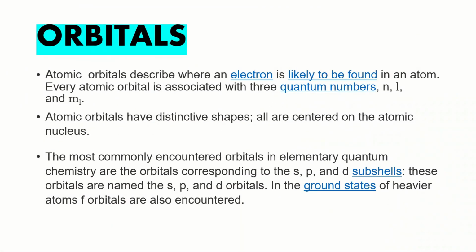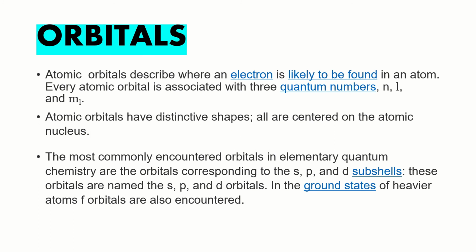But before that, let us first define the term orbitals. Atomic orbitals describe where an electron is likely to be found in an atom. Every atomic orbital is associated with 3 quantum numbers, and these quantum numbers are n, l, and ml. Atomic orbitals have distinctive shapes, and all are centered on the atomic nucleus.